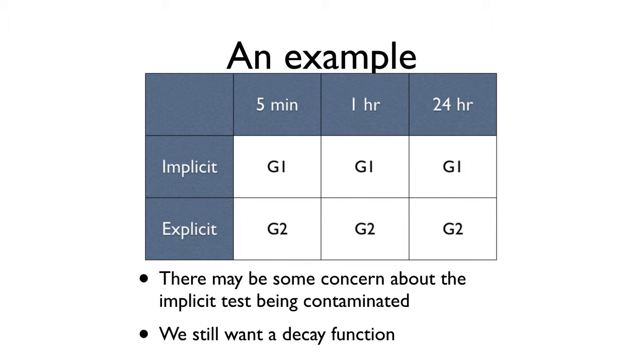Good. So we still want a decay function. We still want to see the same people over and over again, right? Other memory decays, right? But we have two different tests. One group gets the implicit test, and one group gets the explicit test.